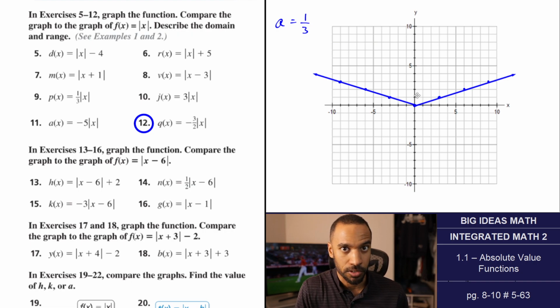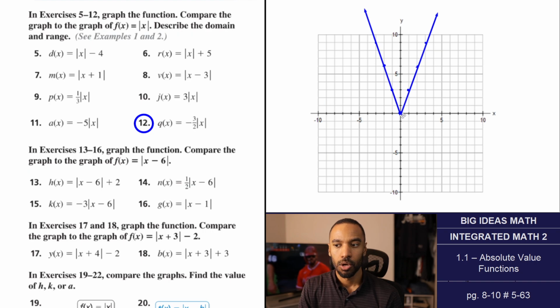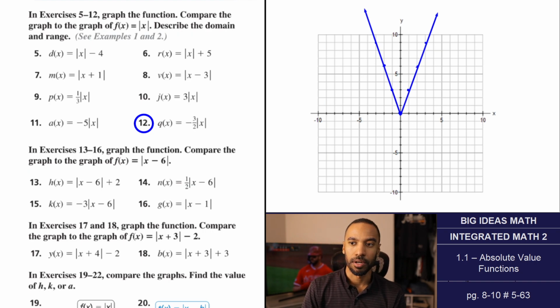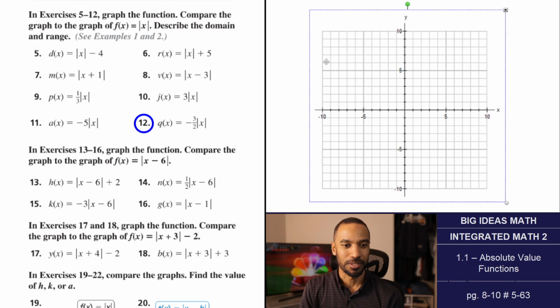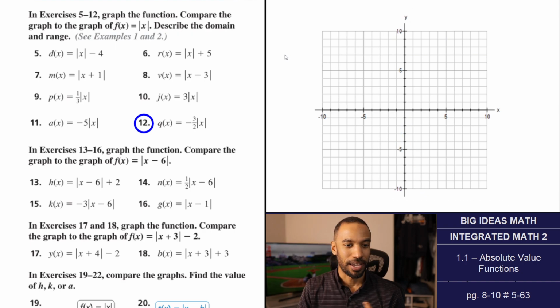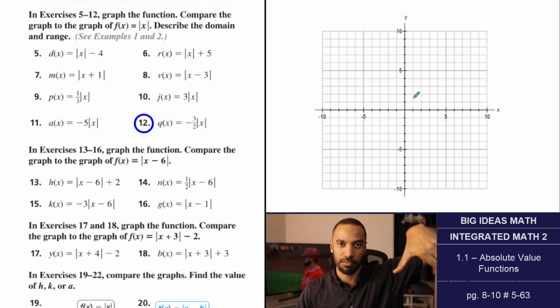Domain is all real numbers, okay? Range, y is greater than or equal to 0. What's this one? Y is less than or equal to 0. We start at the vertex. Basically, the vertex represents your maximum or your minimum of your graph. That's the absolute highest or lowest point it can go. Lowest if it's this way, highest if it's that way.